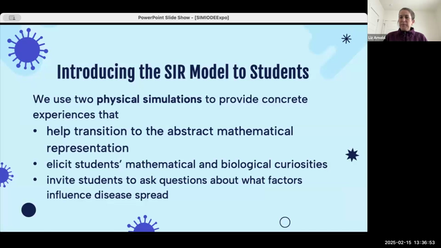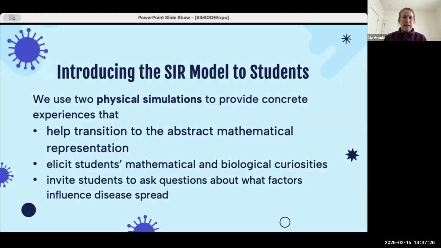So we have used two physical simulations that I'm going to talk about today. And the goal of these physical simulations is to, again, help transition from a concrete experience to that abstract mathematical representation of the SIR model. And we really wanted these simulations to be fun, active, get out of your seat, and elicit students' mathematical curiosities, as well as the biological curiosities. So combining the math and the biology that goes into a model of the spread of an infectious disease.